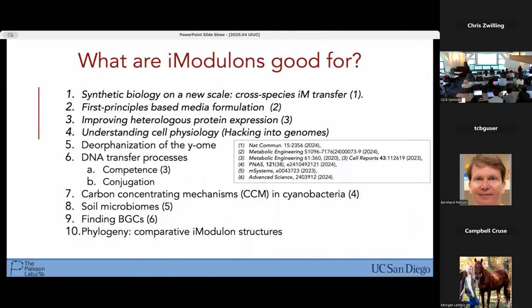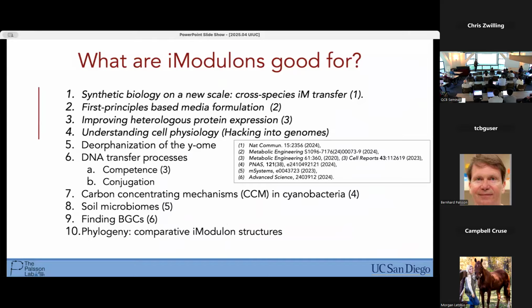I don't see a clock in here anywhere, but let's move on. So what are iModulons good for? We can scan through this list. They're good to do all of these things. I often give talks about biomanufacturing or biosustainability applications. I tend to focus on these first four, but I decided to drop some of them so we could talk more about genome scale models at the end.